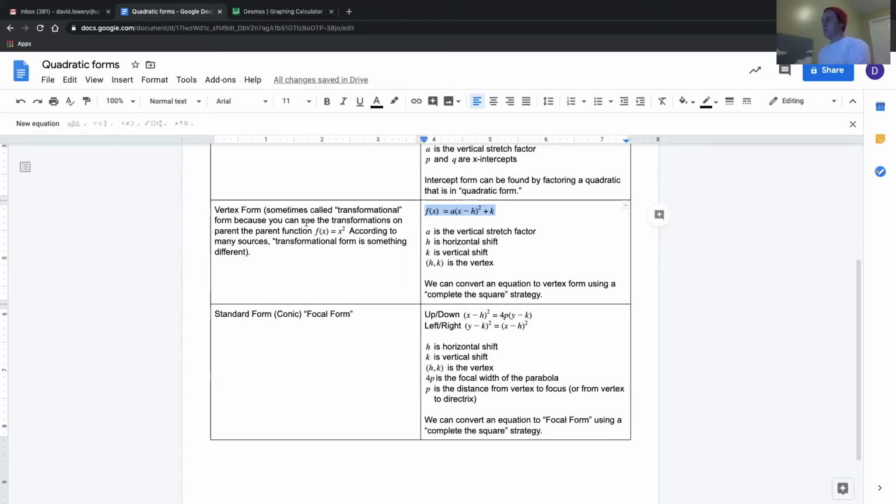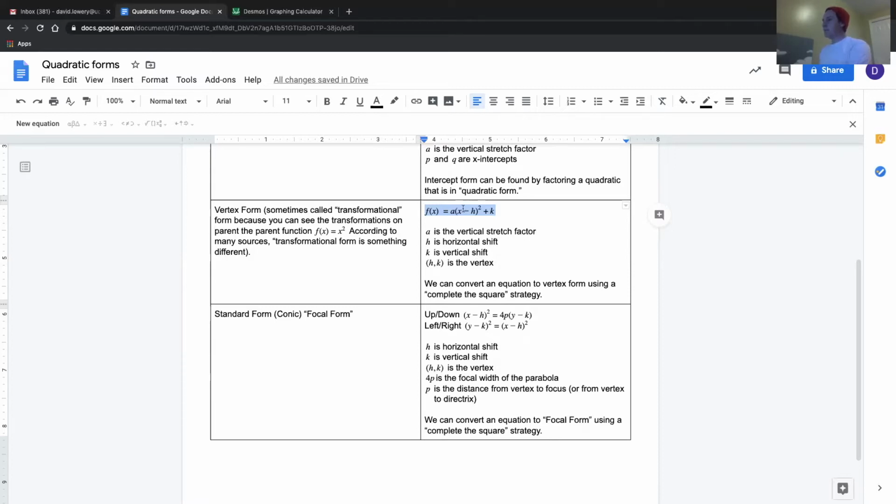Now, vertex form is kind of interesting. You can definitely see the vertex here, right? If you have a minus h and then a k, the vertex is (h, k). So you take the opposite of this guy, and then you take this guy. You don't have to switch this one. When we have the minus k down here in focal form, you do take the opposite of it, but when it's just by itself floating around, you just take that k. So we'll see what that looks like in just a second.